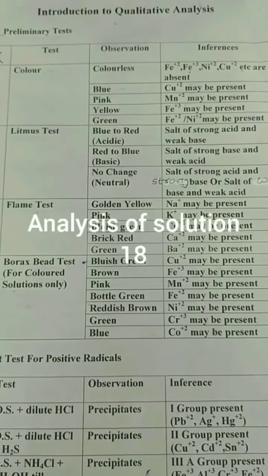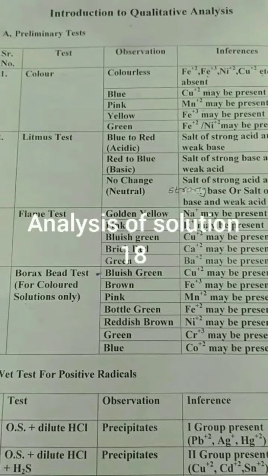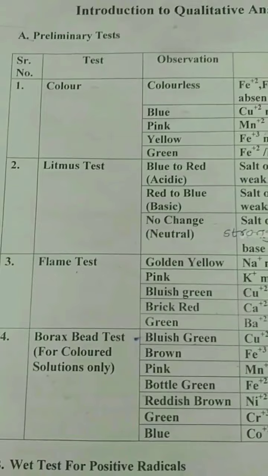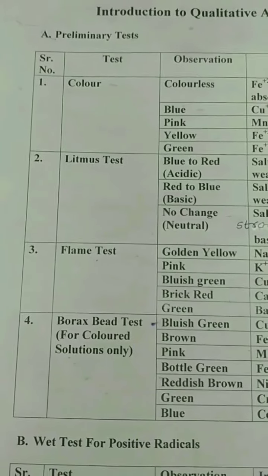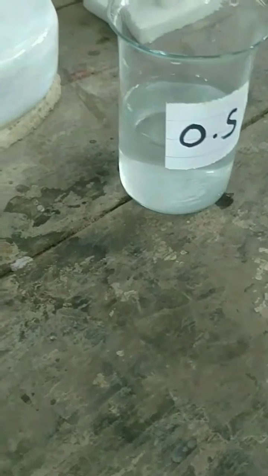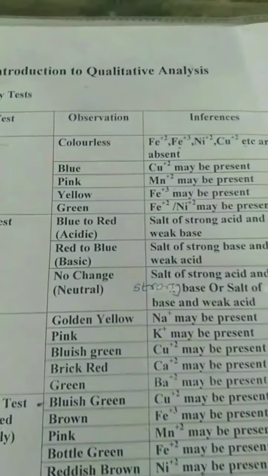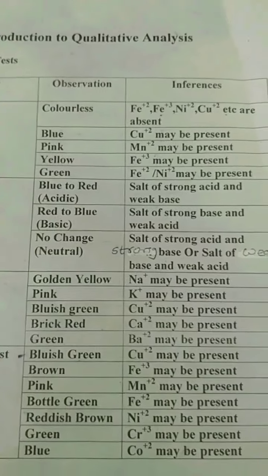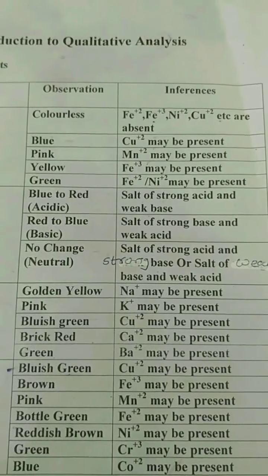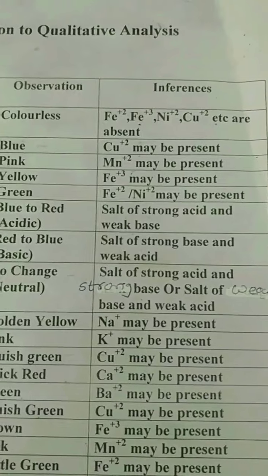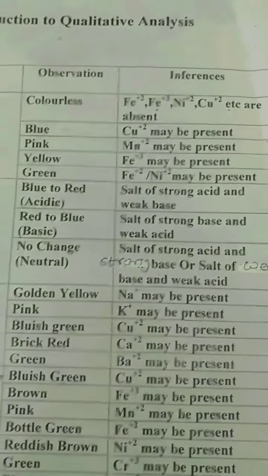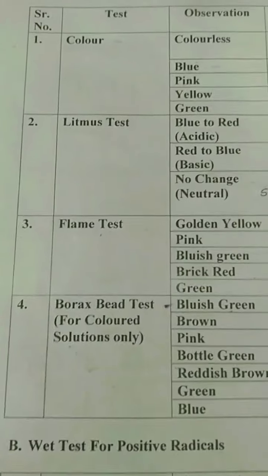Today we will do analysis of solution number 18. So for this, first we will do the preliminary test, and its first test is color. So we will see the color of the OS. You can see it is colorless. So in the observation you will write colorless, and in the inference you will write Fe+2, Fe+3, Ni+2, Cu+2, etc. are absent.